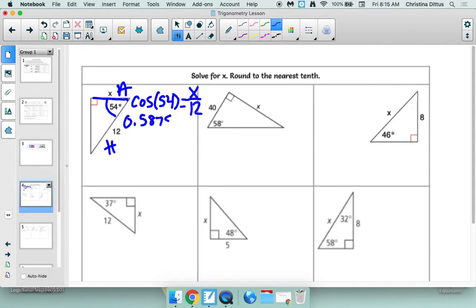0.5878. So that has to equal x over 12. So all we did was put this cosine of 54 in our calculator. Okay, good there. How am I going to get x by itself? Take that 0.5878 and times it by 12. So what do we get for that side? 7.05. So if I round to the nearest tenth, I get 7.1, right?